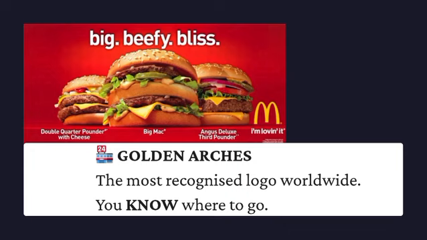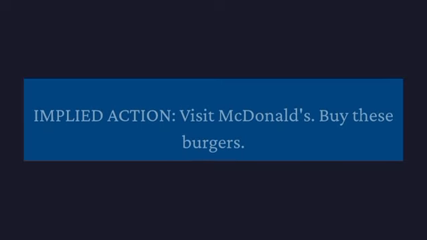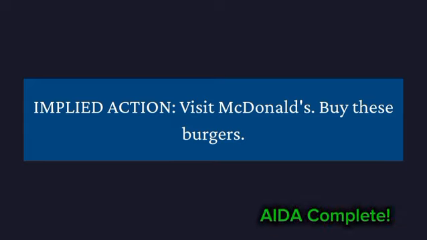The Golden Arches logo is one of the most recognizable symbols in the world. You see those arches, you know exactly where to go. And the tagline, I'm loving it, that's McDonald's global slogan. It's saying, you love it too, come get it. The action is, visit McDonald's, buy these burgers. And that's AIDA. Attention, interest, desire, action. 4 steps, every advert, every time.